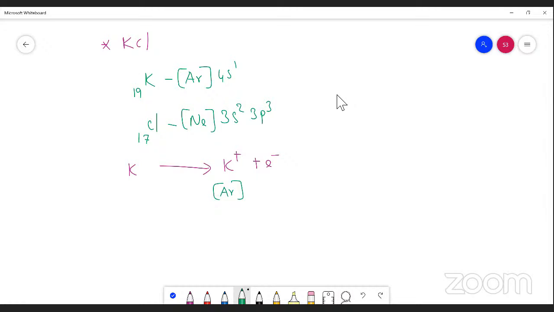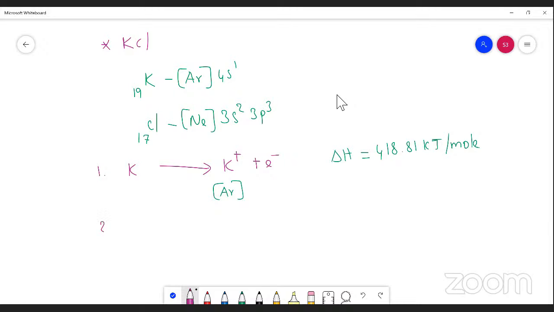So its ionization enthalpy, that is the delta H value, is 418.81 kilojoule per mole. Correct? So while potassium loses one electron, it becomes the argon electronic configuration, which is more stable.